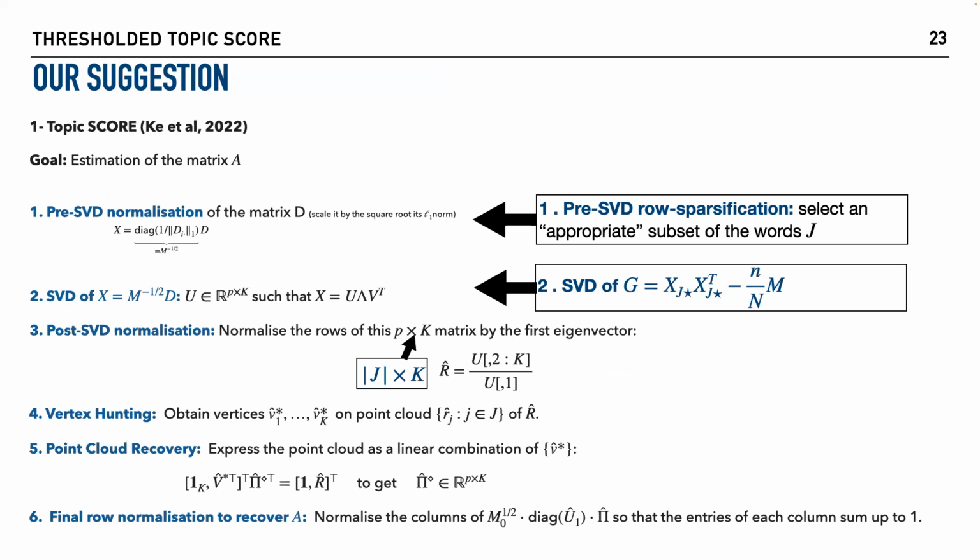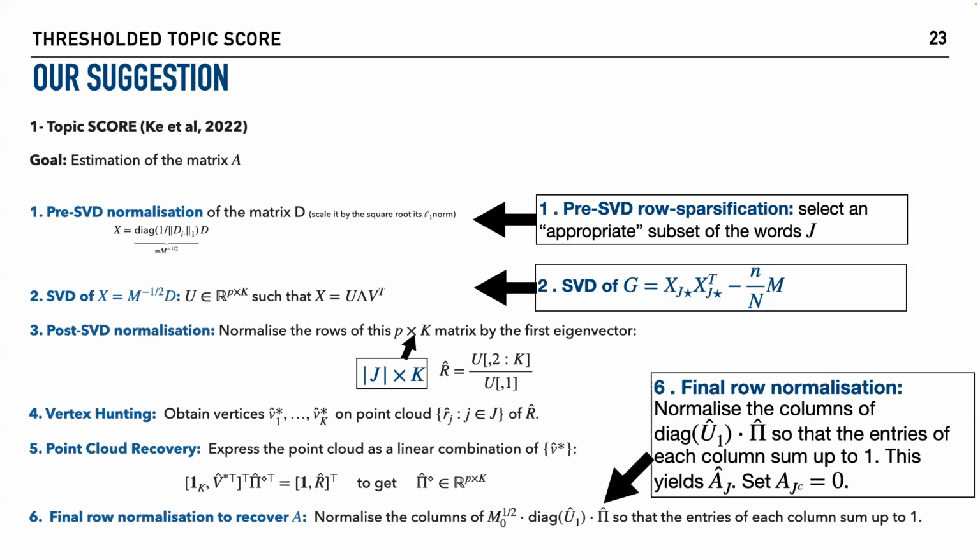Once we have this, we do the SVD of this, and we apply the same type of technique, right? The same post-SVD normalization, vertex hunting, point cloud recovery, and a final row normalization that's a little bit different because we don't have to rescale by exactly the same thing, since our input is a little bit different. But the method is very similar.